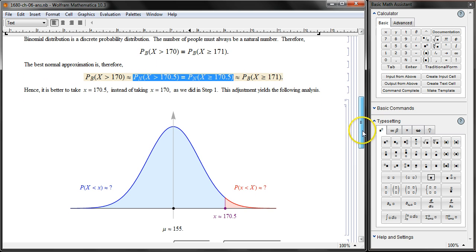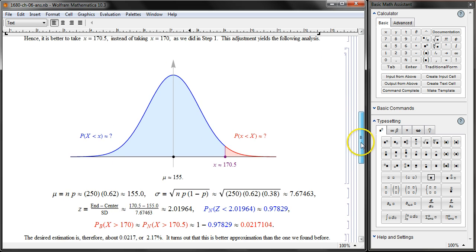Consequently, we get this picture here. Center is 155, end is not 170 anymore, it's 170.5. And then we are looking for this probability, visualize it by this red area here. Computation, well, pretty much the same. N minus center over SD. The difference is not 170 but 170.5. Calculate, we get 2.019 something, 2.02, not 1.95 anymore.